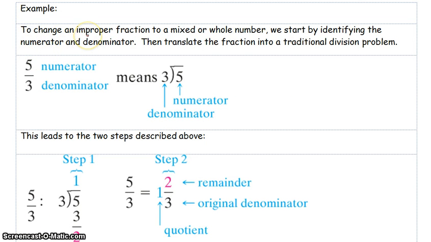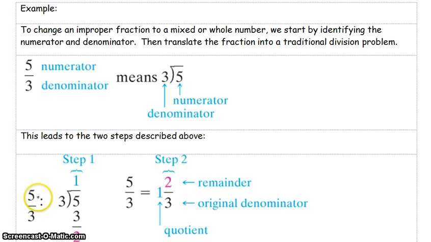Okay, we're going to look at the definition used in practical usage. To change an improper fraction to a mixed number or whole number, we start by identifying the numerator and denominator, then translate the fraction into a traditional division problem. So we have 5/3. Our denominator is 3, our numerator is 5. This fraction means this division problem here. So 3 goes on the outside, 5 goes on the inside. Your denominator goes on the outside, numerator goes on the inside.